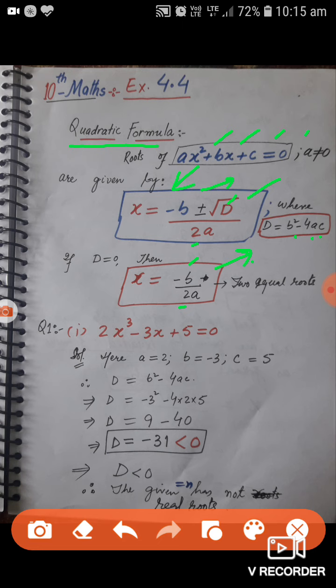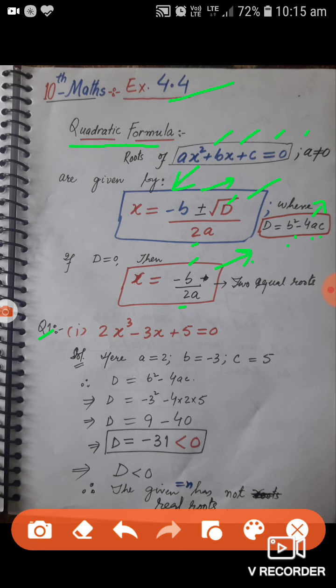Now we have to solve question number 1 of exercise 4.4 by using this quadratic formula, if real roots exist. Now the nature of the roots is determined by the discriminant of the equation, that is b square minus 4ac. If it is greater than 0, then roots are distinct and real. If it is equal to 0, then roots are equal and real. But if D is less than 0, that is b square minus 4ac is less than 0, then the equation has no real roots in that case.